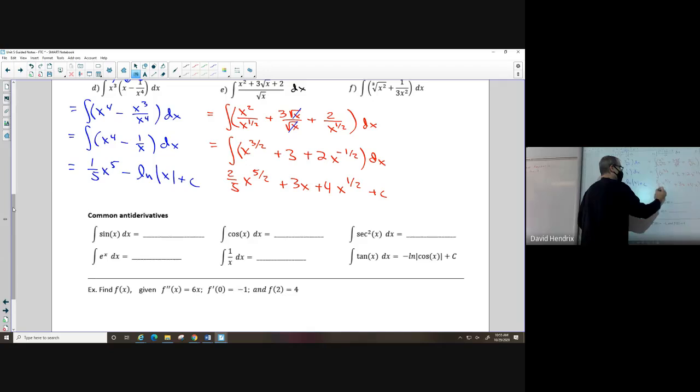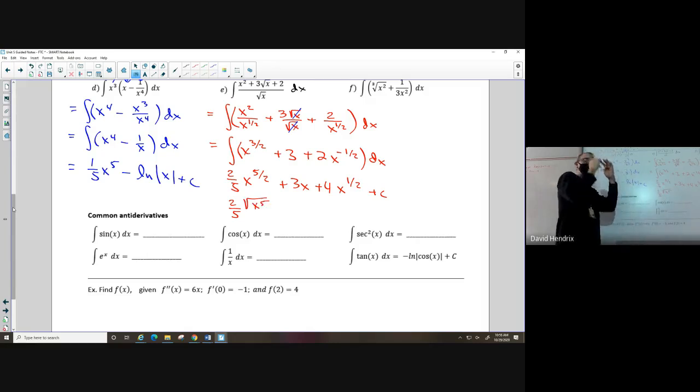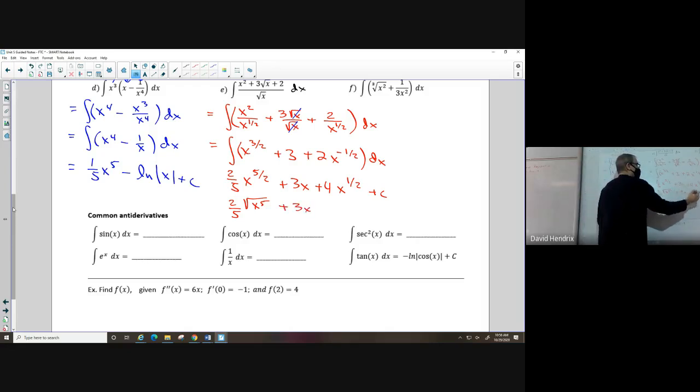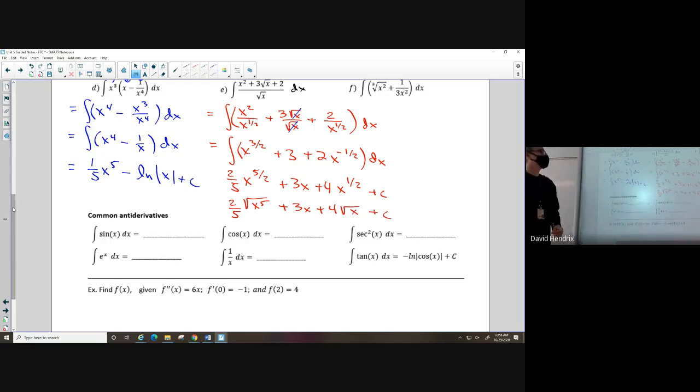So I will say this is going to be 2 over 5. Actually, it would be 2/5. And don't try to put it in the weird space over here. Make sure it's solidly like this is the square root of x to the 5th. But don't make it confused. I think some people try to play it both ways, like they don't know if it's the numerator or denominator. Plus 3x, and this would just be plus 4 square root of x. Plus C. Questions over that?